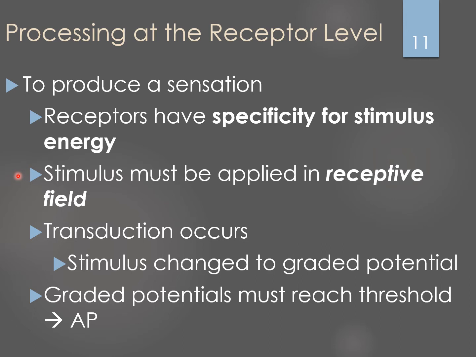Think about me shining a flashlight in your ear. That does nothing as far as your hearing or your seeing. After the stimulus has been applied to the receptive field, we have what's called transduction, and that stimulus is going to be changed to a graded or local potential, and then that graded or local potential must reach threshold and create an action potential.